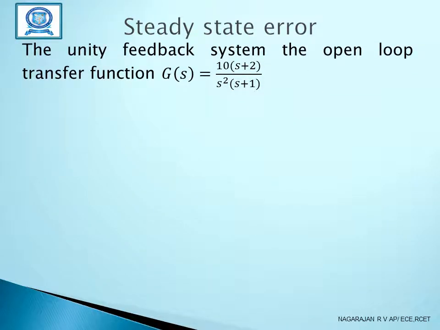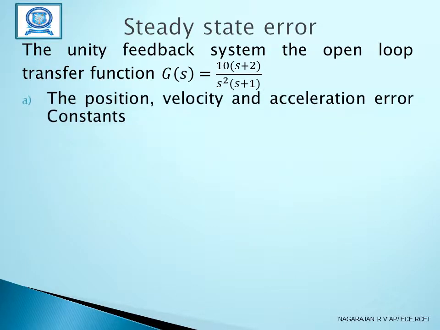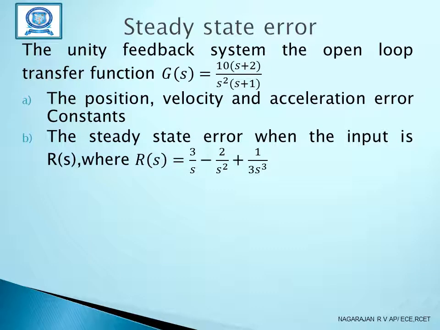The unit feedback system, the open loop transfer function G(s) is equal to 10 into (s plus 2) divided by s square into (s plus 1). Find, first part, the position, velocity and acceleration error constants, and second part, the steady state error when the input is R(s). Here the input R(s) is equal to 3 divided by s minus 2 divided by s square plus 1 divided by 3 s cube. So this is the problem.